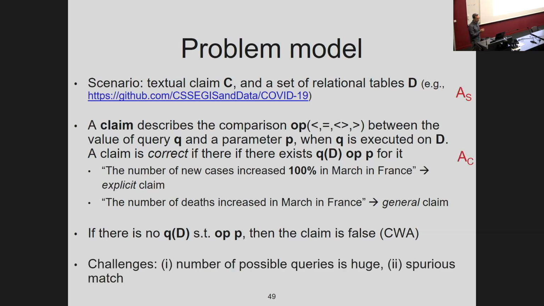And again, I like to stress that we have assumptions: the data is available and is something that we can trust. And we also have assumptions over the structure of the claim, of course, right? I mean, it is not going to work for every possible claim. There are claims that it doesn't capture. And of course, there are some challenges, because you can imagine that the number of possible queries is big, and it's possible to have some matches that are spurious, just by chance.